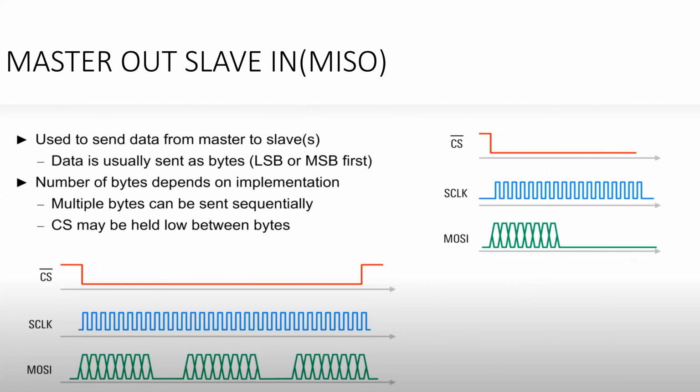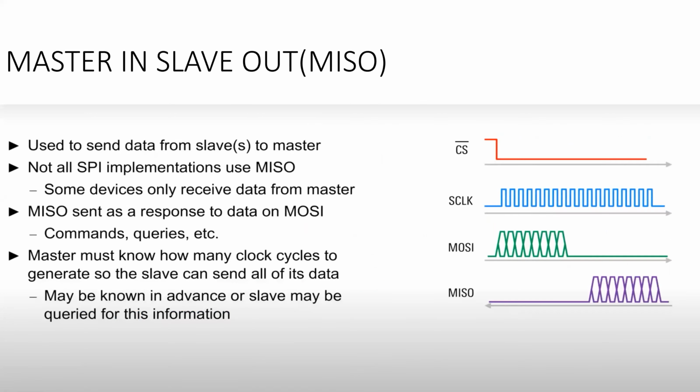So we have finished with MOSI, right? The next line is about master in slave out, MISO. It's completely the vice versa case of the MOSI. Whenever the chip select line goes low, the master is asking the slave to transfer whatever data is available with it to the master. That is the main point of MISO over here.